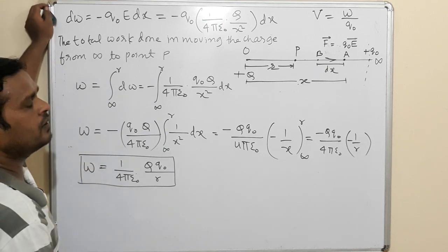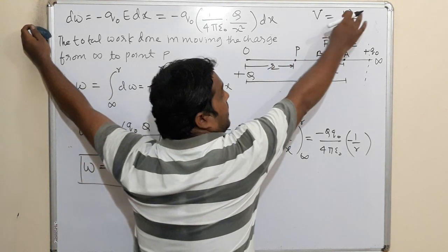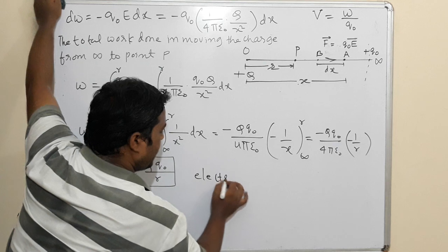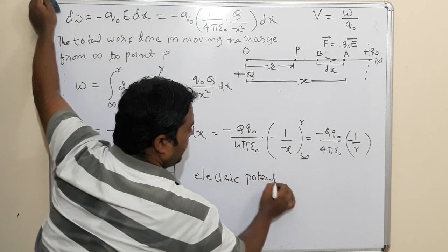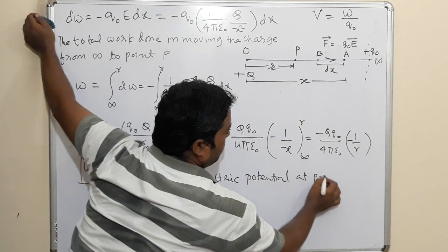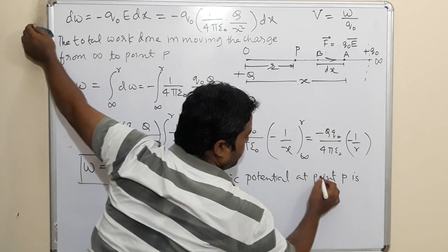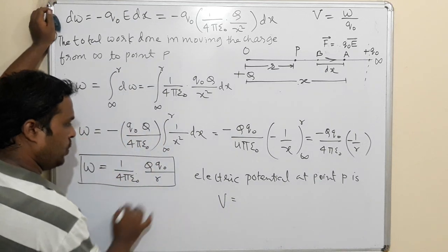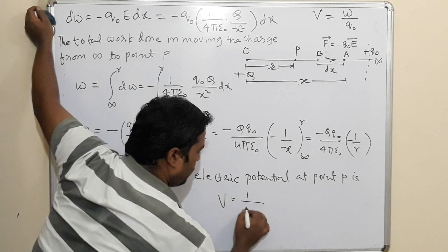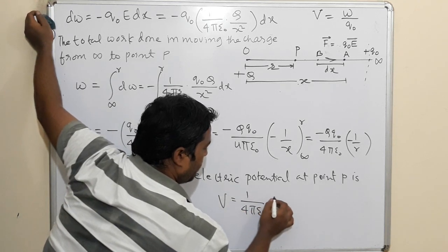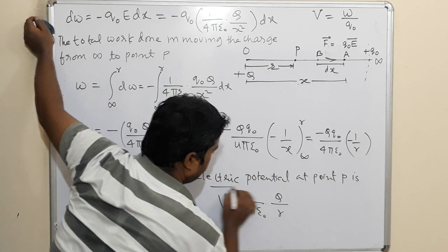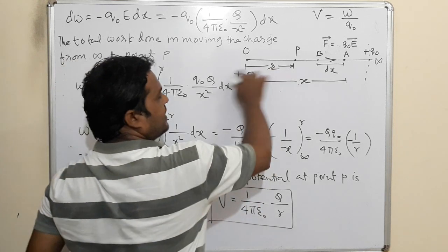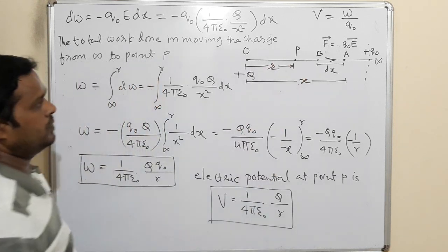Then I want potential. So by the definition of electric potential, I have V is equal to W by Q naught. Then electric potential at point P, V is equal to W by Q naught. This I am dividing by Q naught. Q naught gets cancelled. Then potential will be 1 by 4 pi epsilon naught Q by R. Okay. This is the electric potential at a distance R. Note it down.